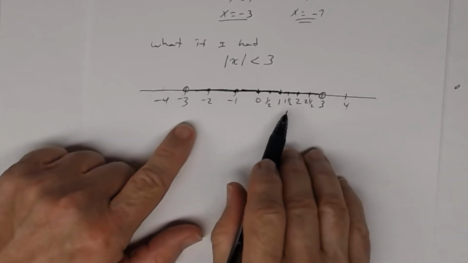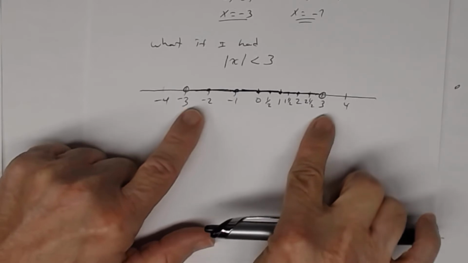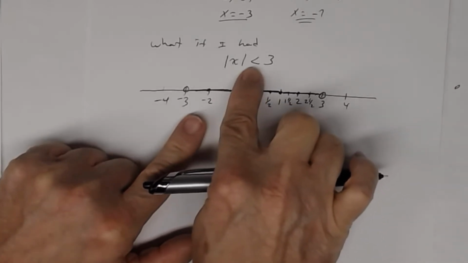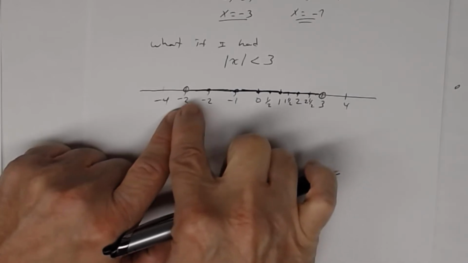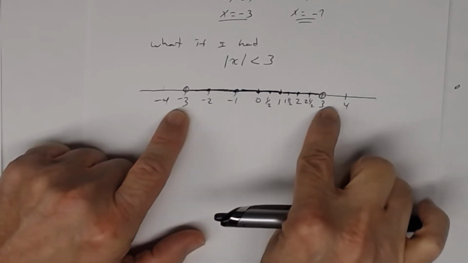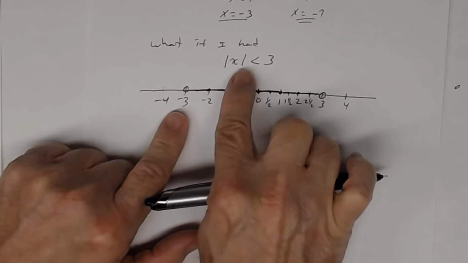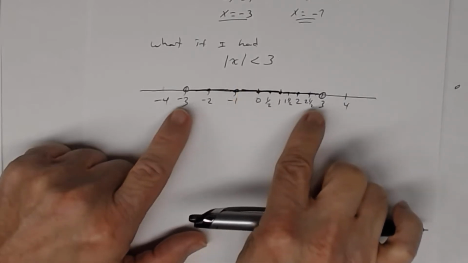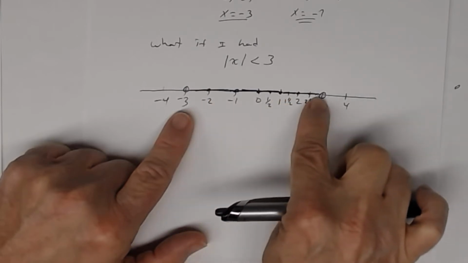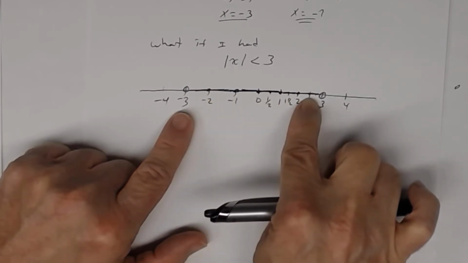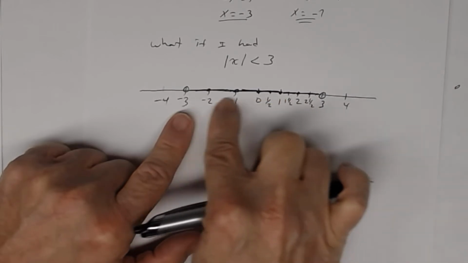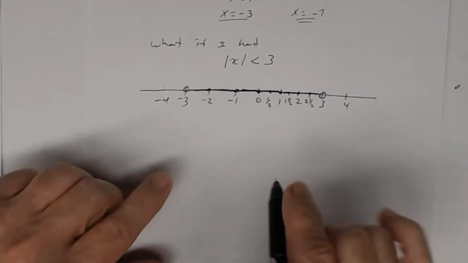So what I found is this, and I want you to notice this. The solutions to this absolute value less than inequality is any number between -3 and +3. So I'm going to write this solution. So here's the graph right here.